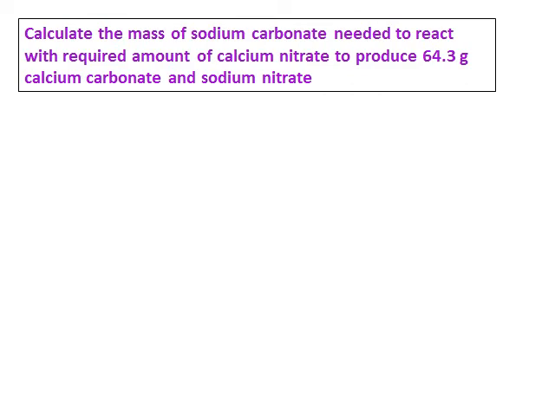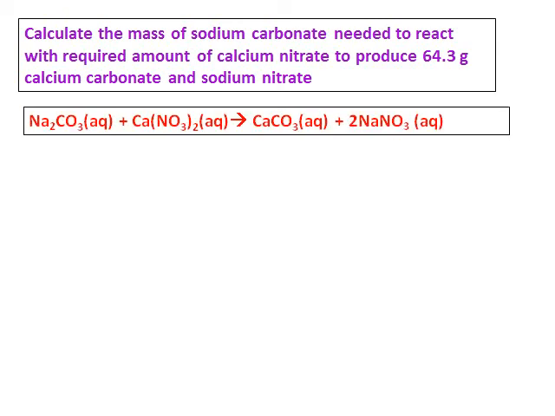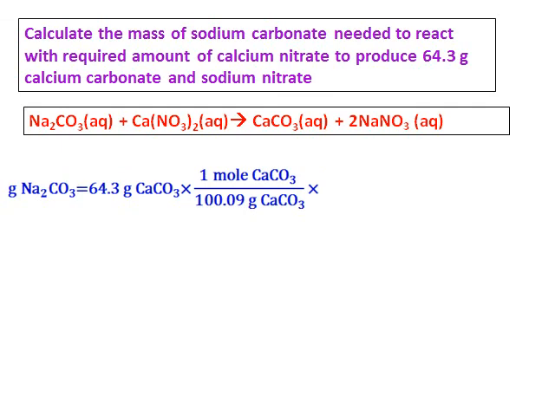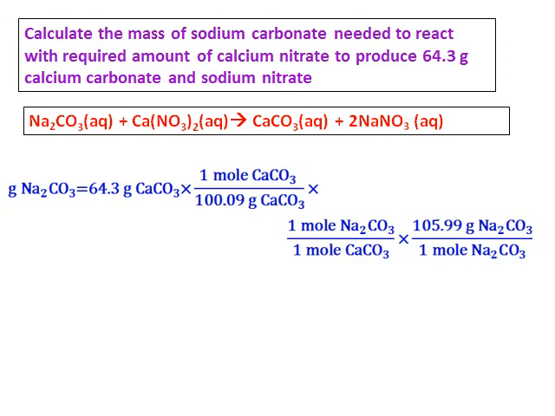Calculate the mass of sodium carbonate needed to react with the required amount of calcium nitrate to produce 64.3 grams of calcium carbonate and sodium nitrate. The reactants and the products are given, so write down the equation: sodium carbonate plus calcium nitrate giving you calcium carbonate and sodium nitrate. The formulas are given over there, and then balance it. Then, for the given 64.3 grams of calcium carbonate, calculate the grams of sodium carbonate. The steps are the usual ones: convert that into moles of calcium carbonate, then moles of sodium carbonate, then grams of sodium carbonate, and you can get the answer.